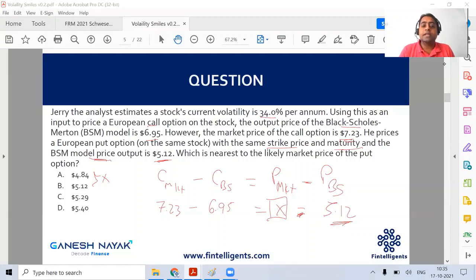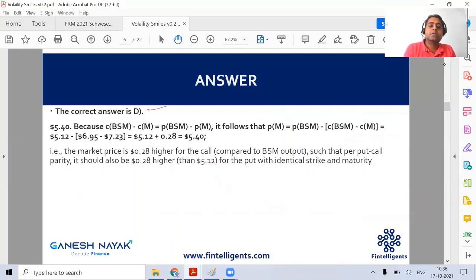Shivam, why are you getting answer A? Which is likely to be nearest to the market price? Is it D? A lot of people are saying D. Will cross-check. Yes, the answer is D.